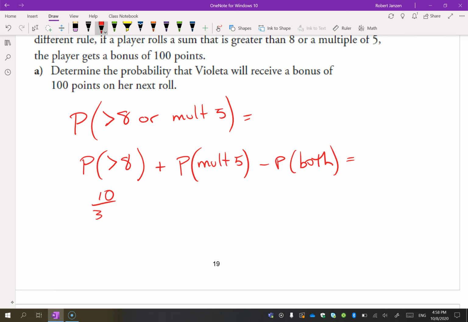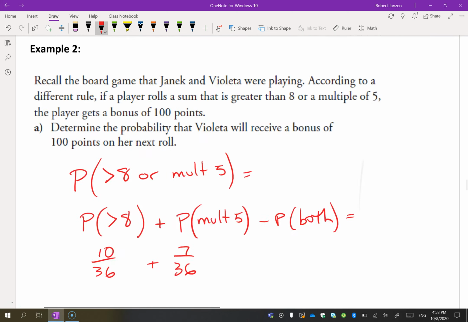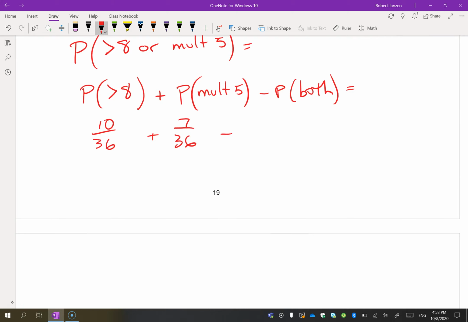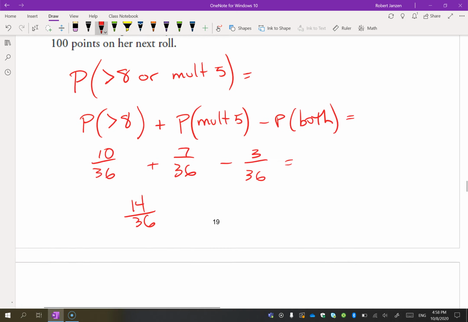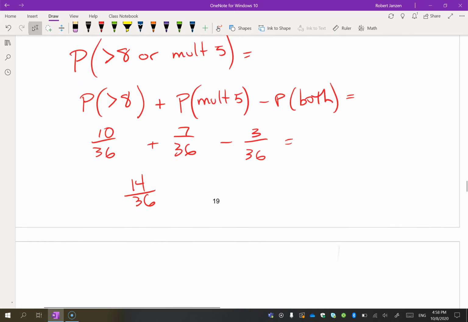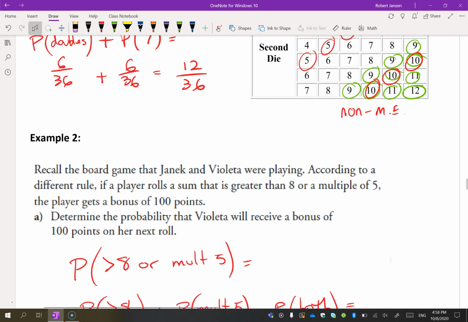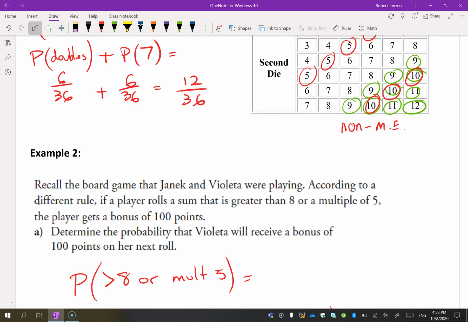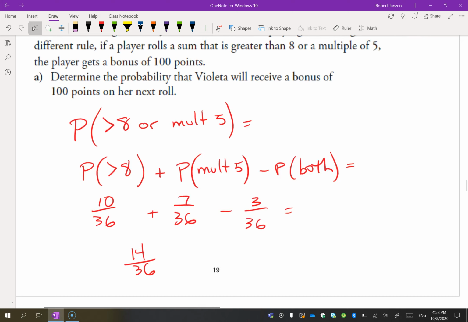That's 10 out of 36. What's the probability of a multiple of 5? That's 7 out of 36. Is it 7? Yeah. And the probability of both, that's 3 out of 36. So this is 14 out of 36. Okay, so you might want to write that formula down if it helps you. But you know, in this case, you probably could have just counted, because you wouldn't have counted 10 twice. Okay?